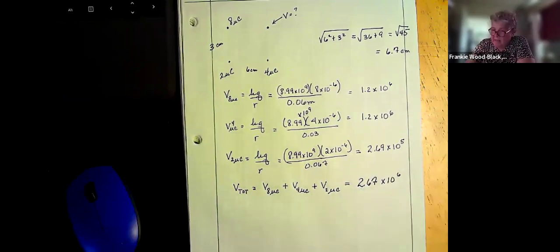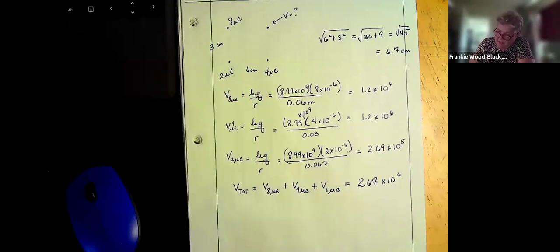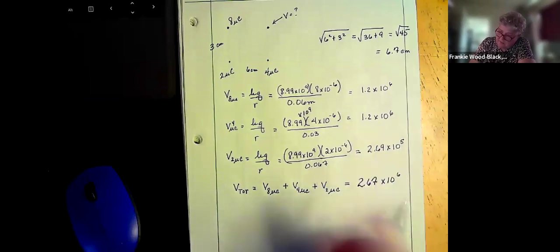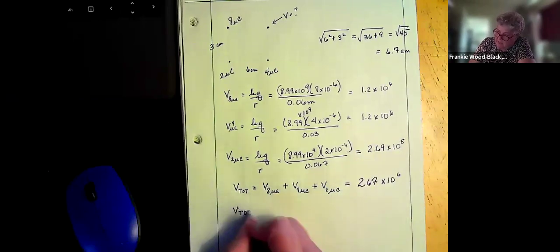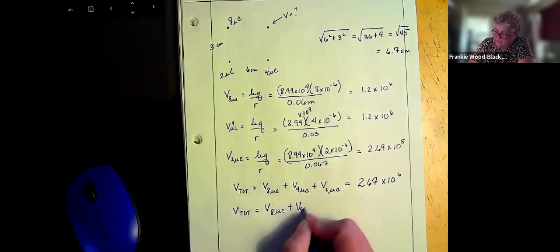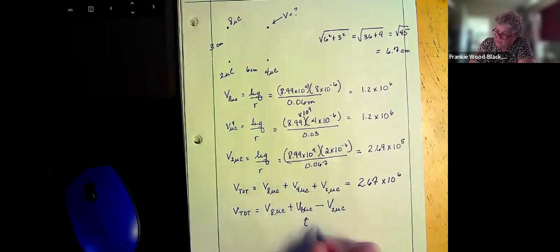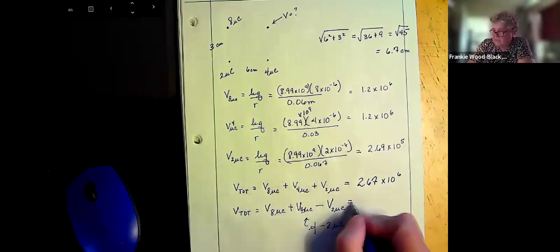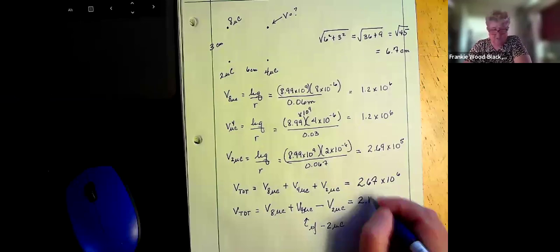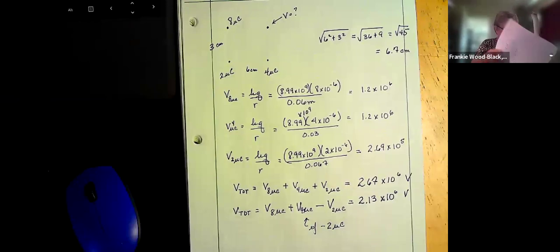Now, if we replaced this with a negative, I would subtract that out, and that would look like V total: 8 plus 4 minus this one, if we had a negative 2 microcoulomb charge. And if you want to look at that one, that becomes 2.13 times 10 to the 6. And these are volts. So it does simplify quite a bit if we are working with potential.